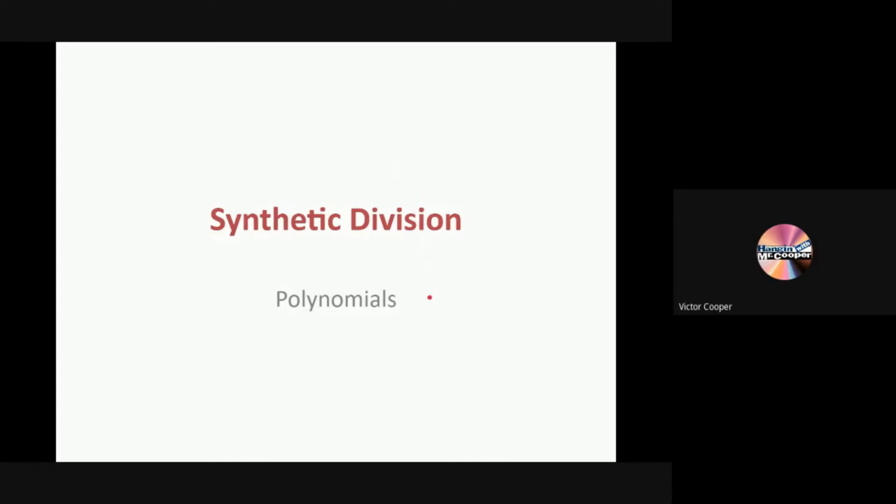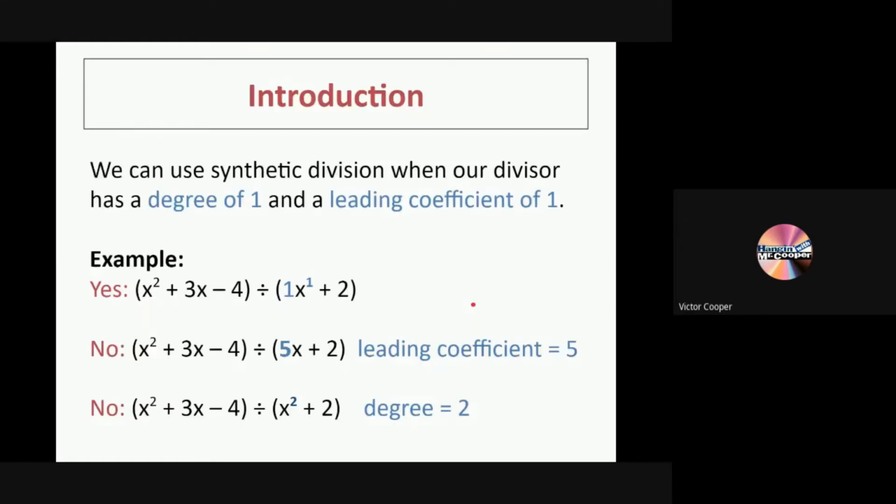Synthetic division. Now, this is a very simple process once you get the hang of it. It's very repetitive. It's just the same thing you're going to do over and over again. There's some rules to this first.